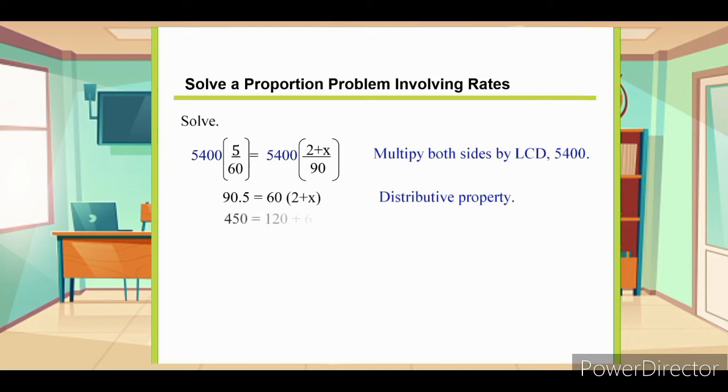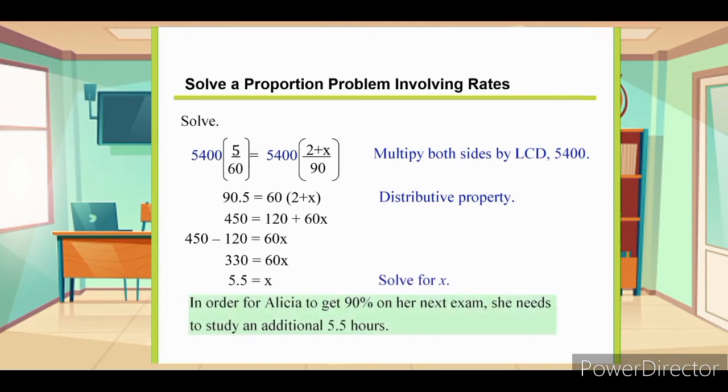Let's transpose 120 to the other side. 450 minus 120 is equal to 60x. Subtracting 120 from 450, we will get 330 is equal to 60x. Now, let us solve for x. We are going to divide both sides by 60. Therefore, x is equal to 5.5. So, in order for Alicia to get 90% on her next exam, she needs to study an additional 5.5 hours.